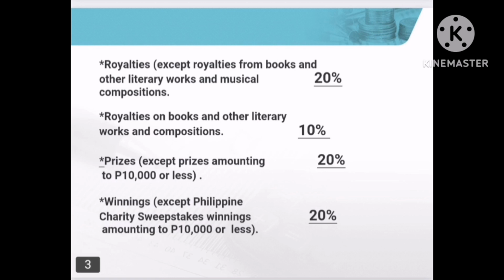Next is royalties, except royalties from books and other literary works and musical compositions: 20%. Next is royalties on books and other literary works and compositions: 10%. Prizes, except prizes amounting to 10,000 or less: 20%. Next is winnings, except Philippine Charity Sweepstakes winnings amounting to 10,000 or less: 20%.